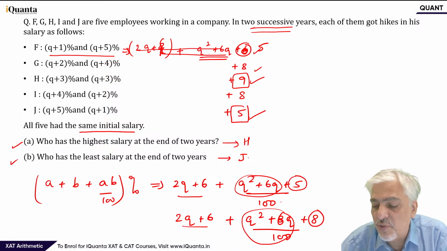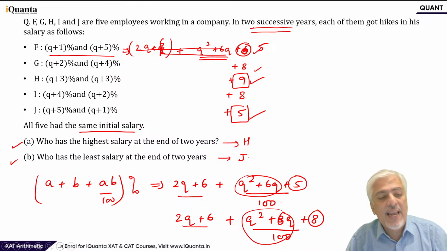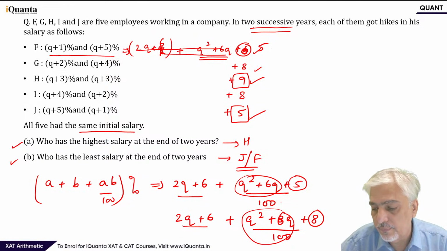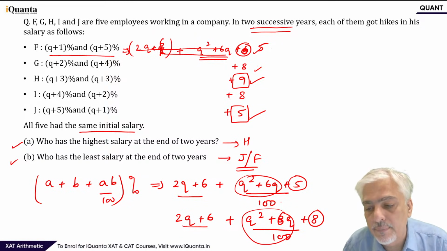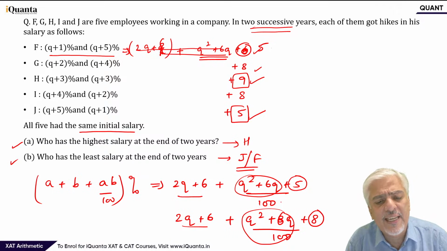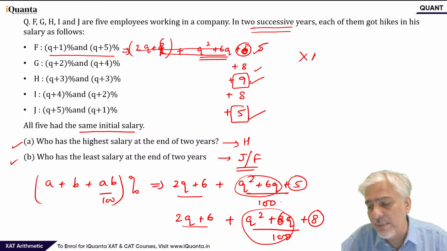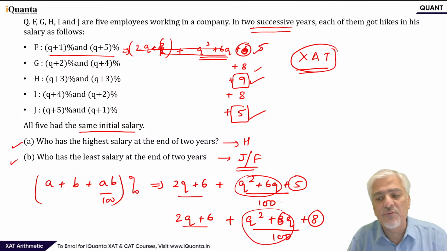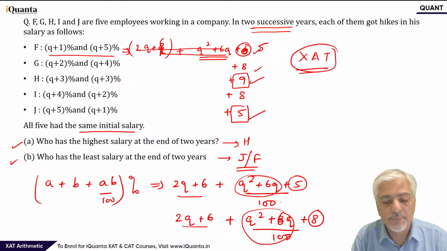For F, this number is 5. For G, that number is 8. For H, it is 9. Then again 8 and then 5. So the highest will be H and the lowest will be J or F, both. Are we clear? So no need to do any other calculation. You have to just understand that this was all the same. This is very similar to an actual XAT question. So if done smartly, this is a very, very easy question.